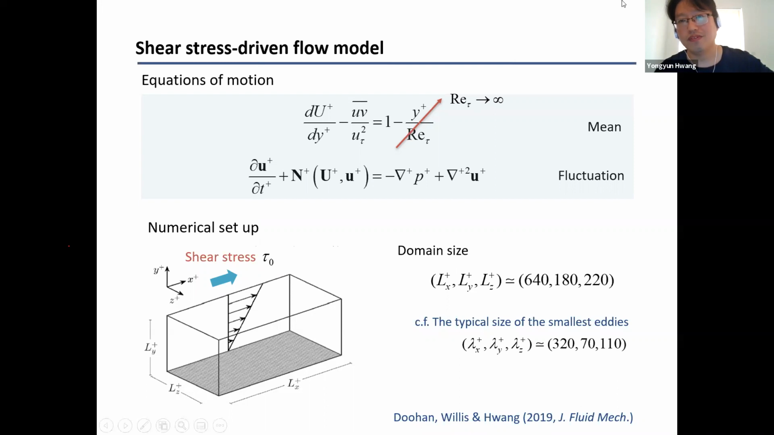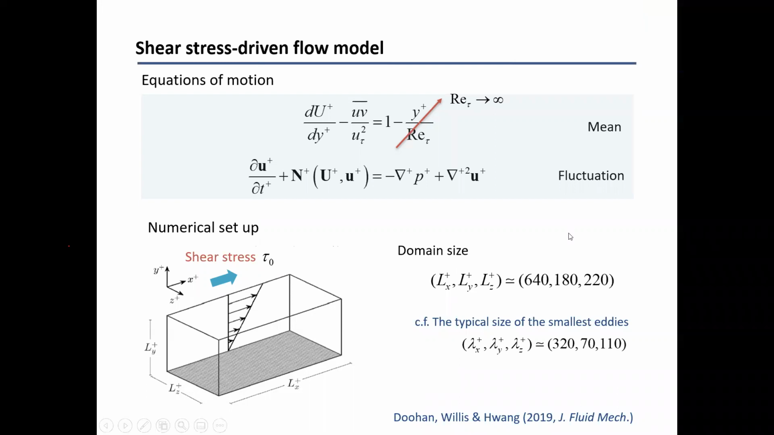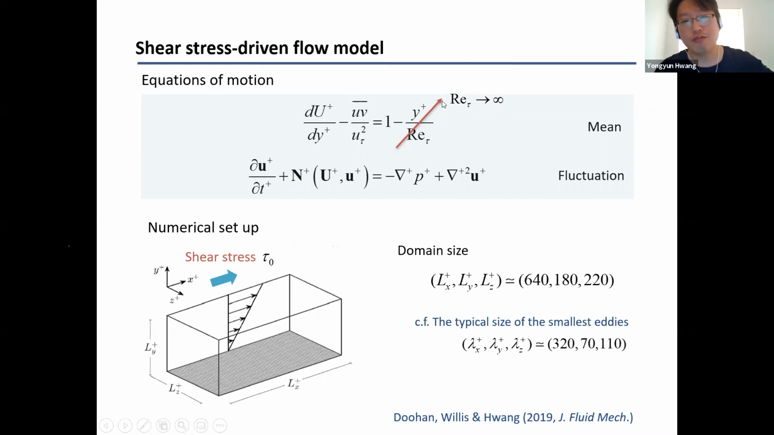So the disparity between the scales, the ratio, is the Reynolds number, right? We don't have a Reynolds number here because this one takes the infinity, so we take this part out. These are the governing equations. If you scale everything in viscous units, the viscous term is order unity, and there's no Reynolds number. The only control parameter you have is the box size.